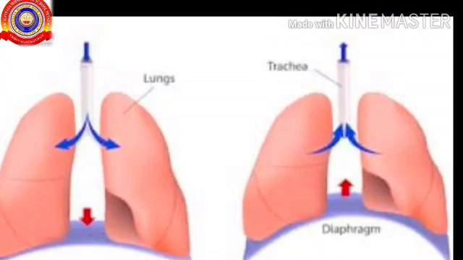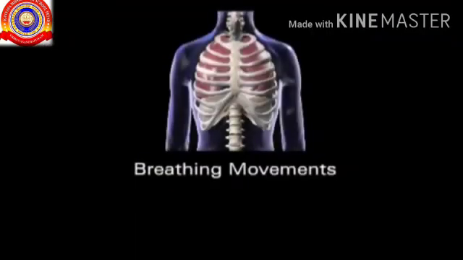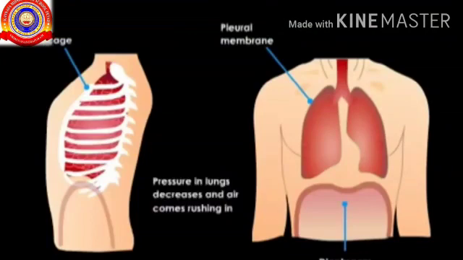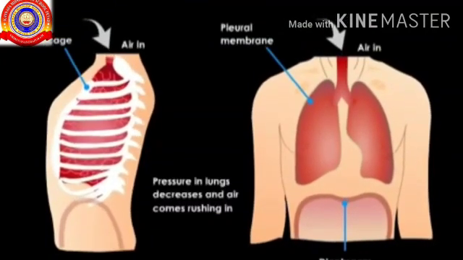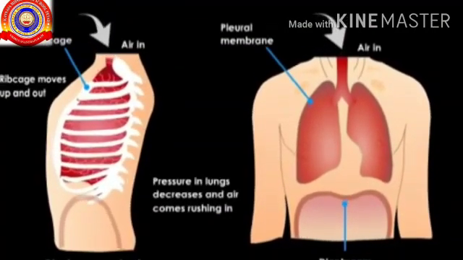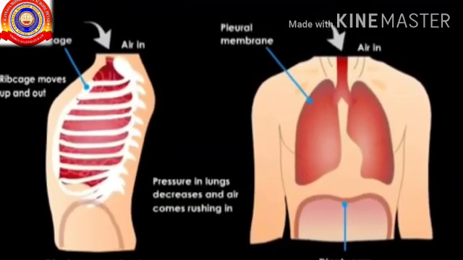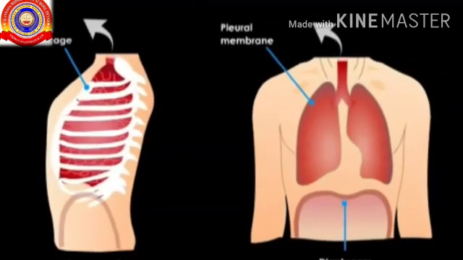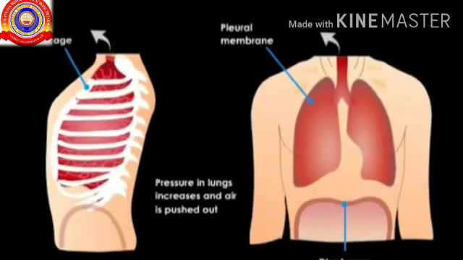Let's have a look at what changes take place during inspiration and expiration. During inspiration, the ribs rise due to the contraction of intercostal muscles. Diaphragm contracts. The volume of the thoracic cavity increases. The pressure in the thoracic cavity becomes lower than that of the atmospheric pressure. As a result, air enters in.